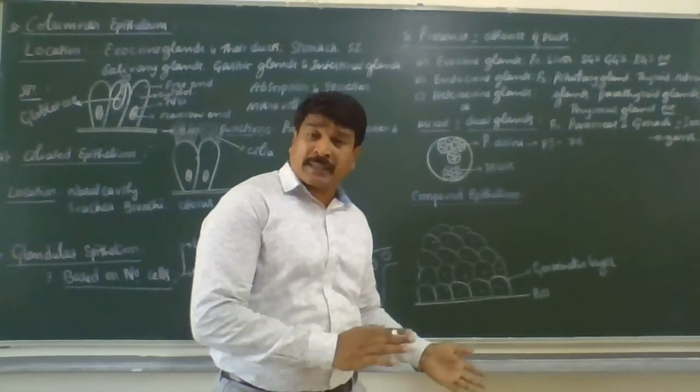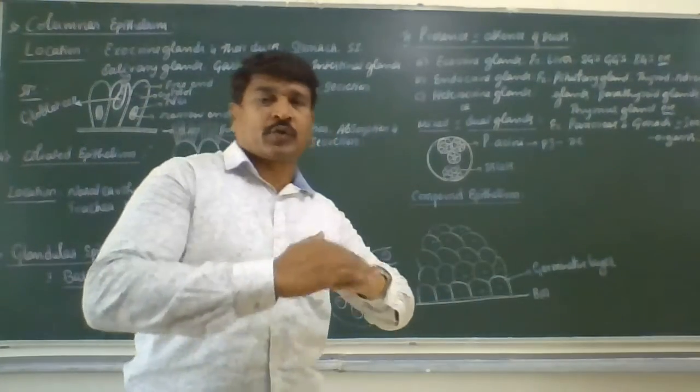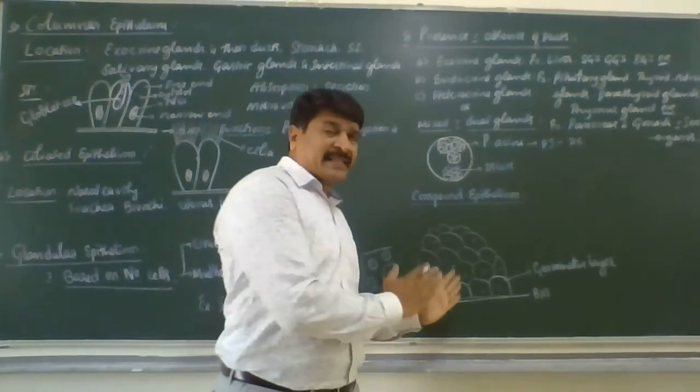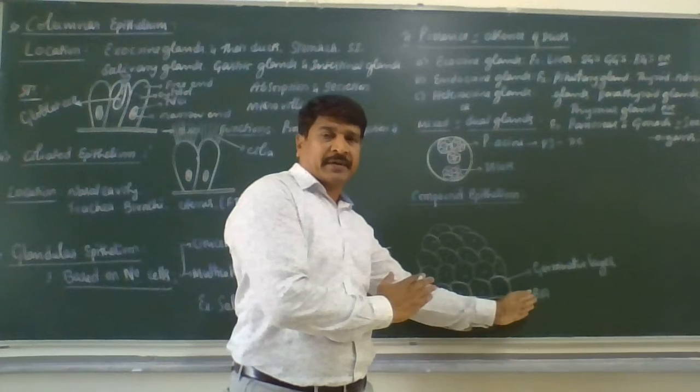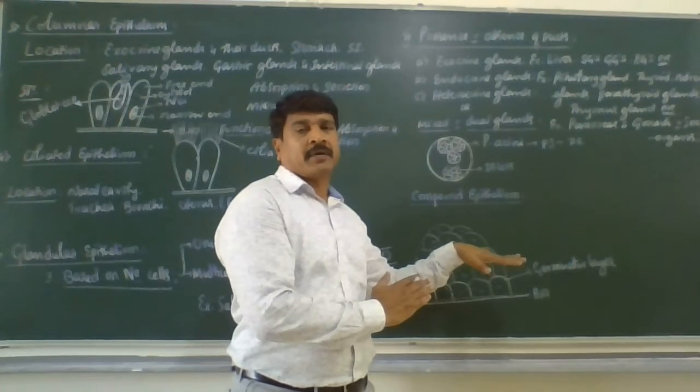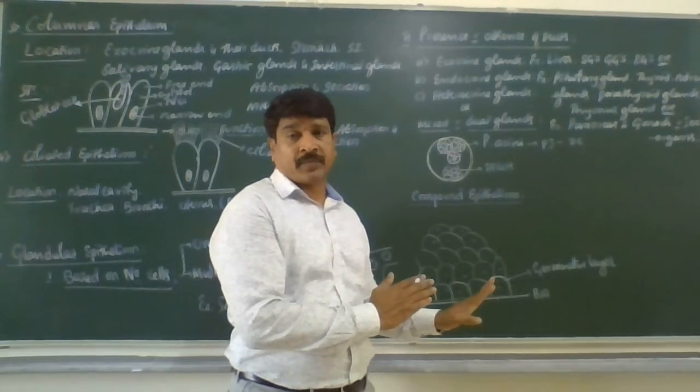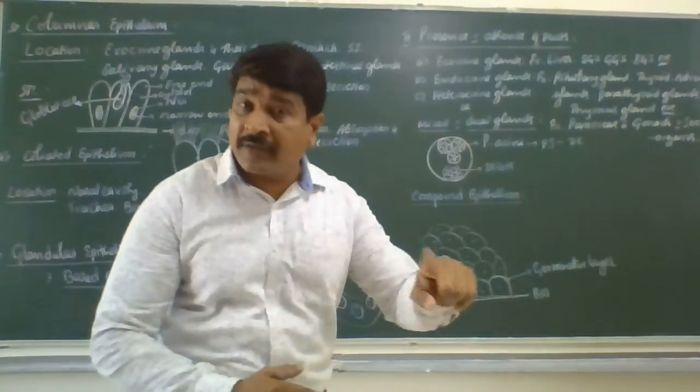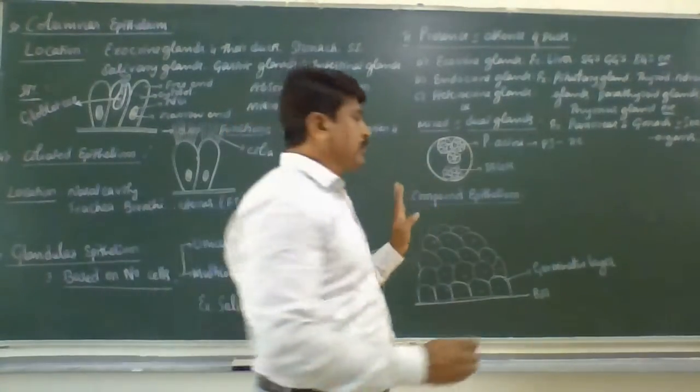Okay. So this compound epithelium has only a little role in absorption as well as secretion, but it always protects the underlying tissues. It is less specialized for absorption and secretion and provides protection to the underlying tissues. Compound epithelium is further divided into three types.